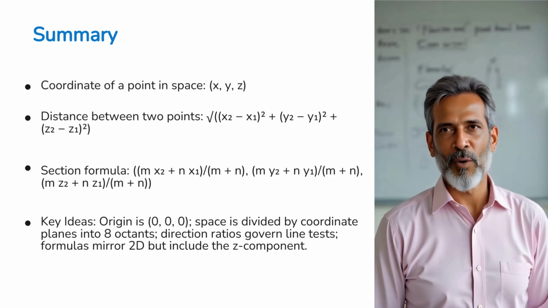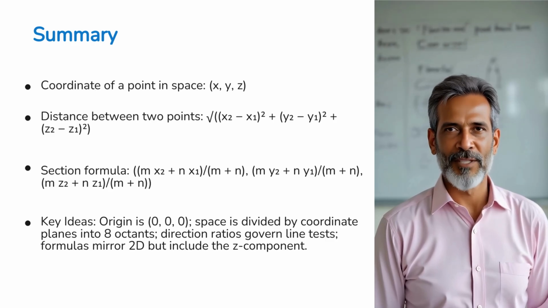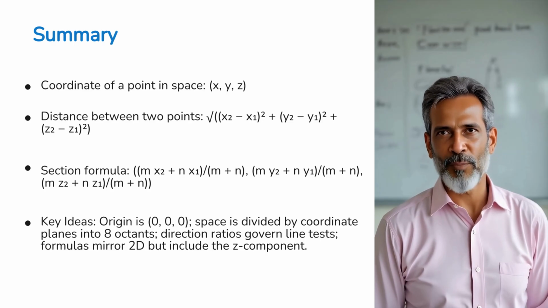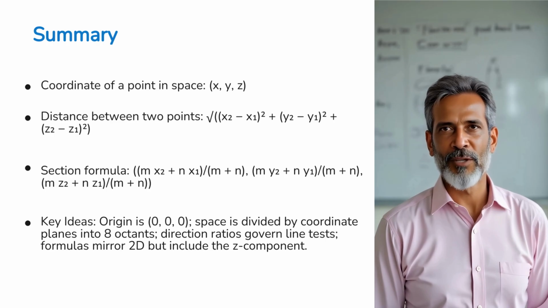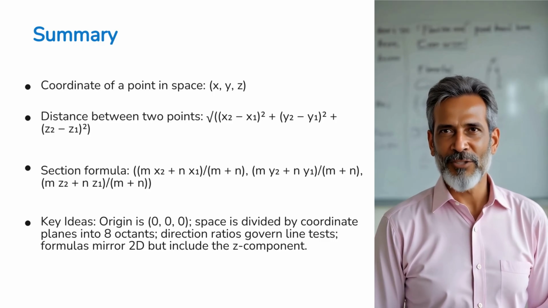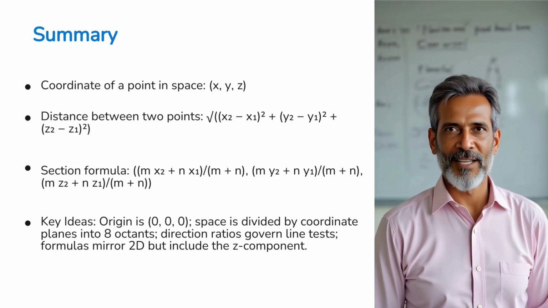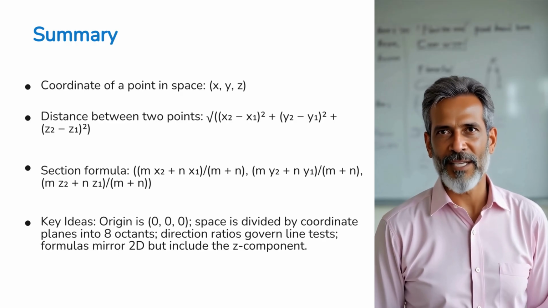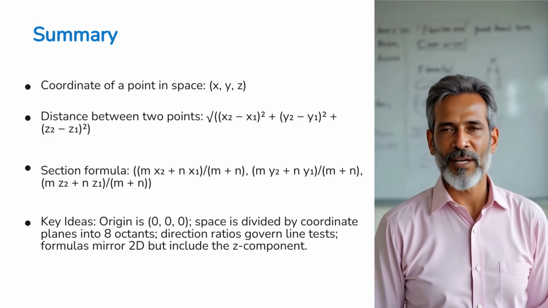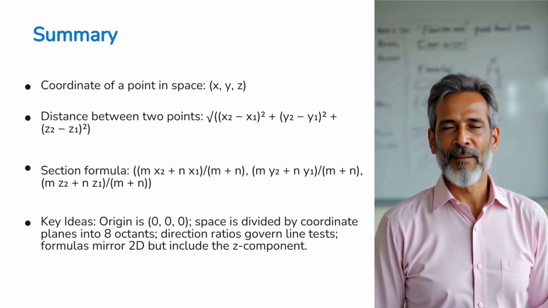Let's quickly recap what we've learned today. A point in space is represented by coordinates (x, y, z). The distance between 2 points uses the formula square root of ((x2 minus x1) squared plus (y2 minus y1) squared plus (z2 minus z1) squared). The section formula lets you find a point dividing a segment in ratio m to n with coordinates (m times x2 plus n times x1 over m plus n), and similarly for y and z.